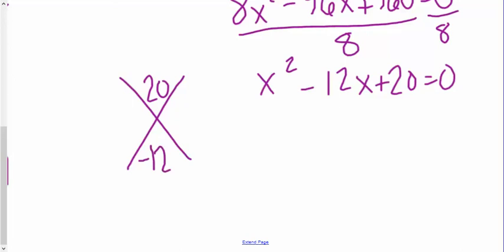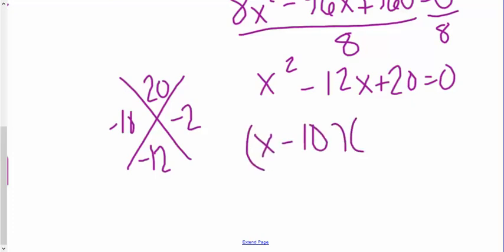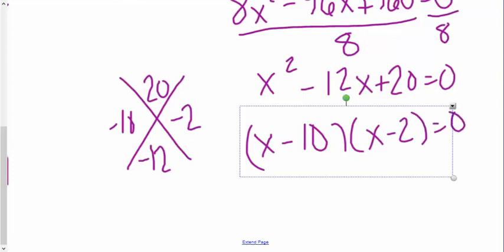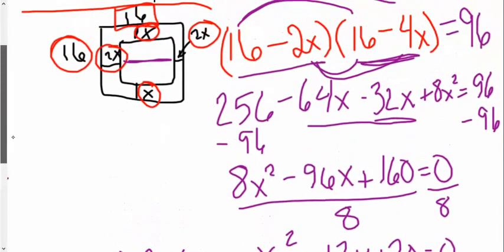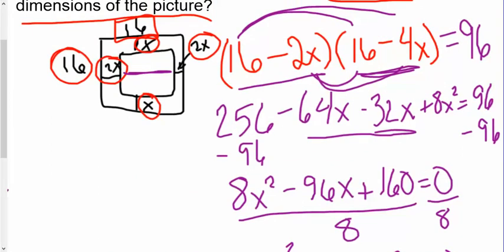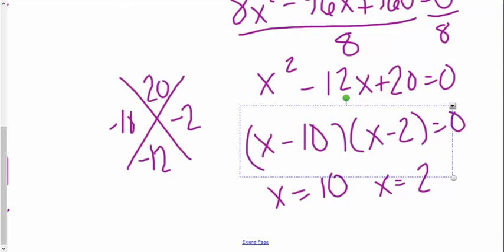So what multiplies to get us 20 and adds up to negative 12? That's of course negative 10 and negative 2. So x minus 10 times x minus 2 equals 0. So x equals 10 or x equals 2. So I have two answers and they're both positive, so I need to see which one makes sense. Looking back at our problem, we would have 16 minus 2 times 10, which is 20, which gives me a negative 4. So if I use the 10 there, that means that 10 is actually going to be way too big. So x has to equal 2.